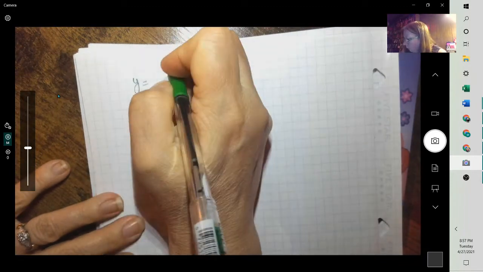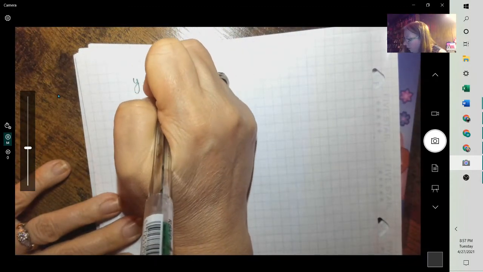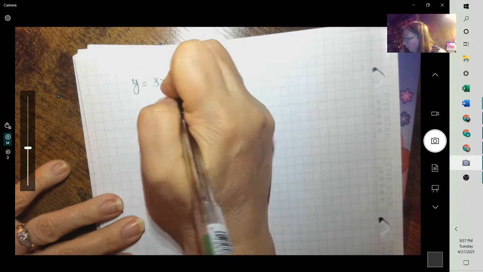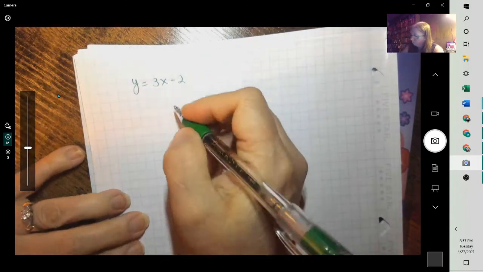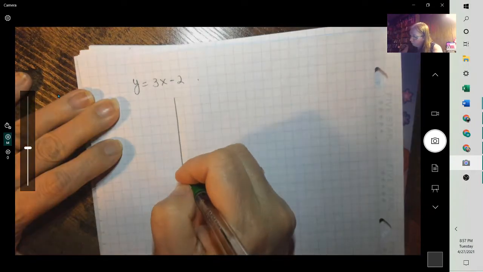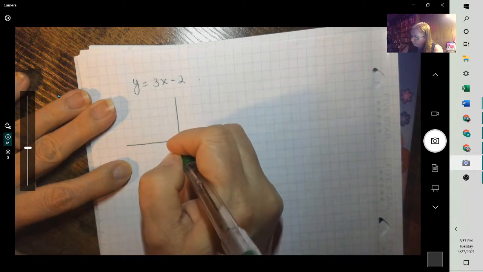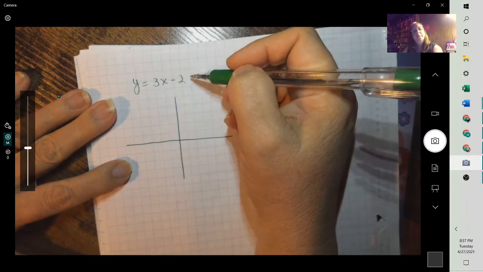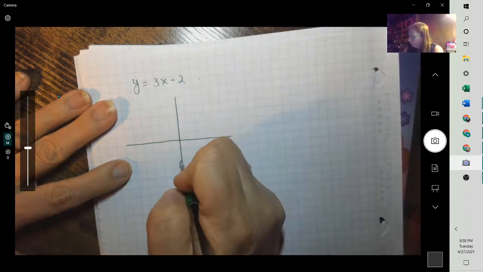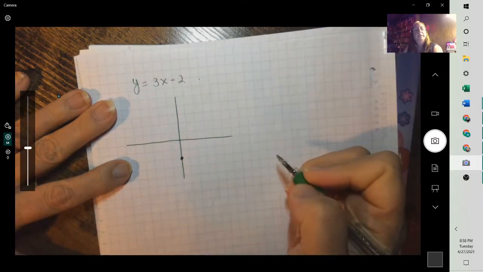Let's look at one more. We have y equals 3x minus 2. The y-intercept is negative 2, so we go negative 2 on the y-axis.